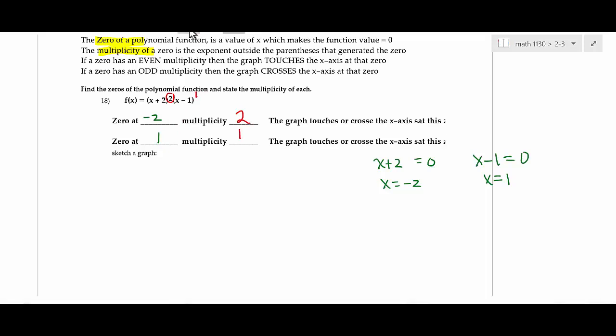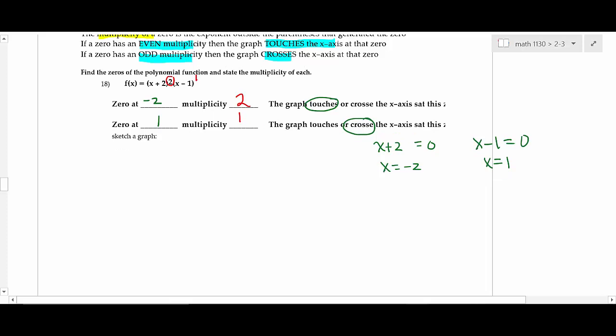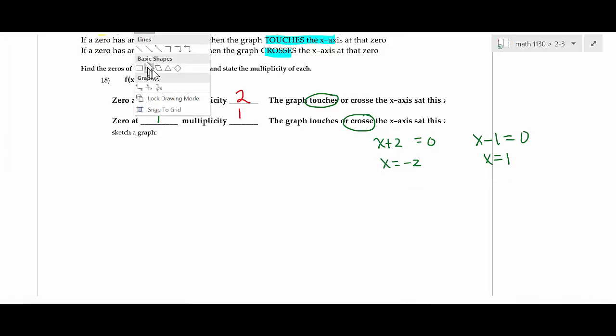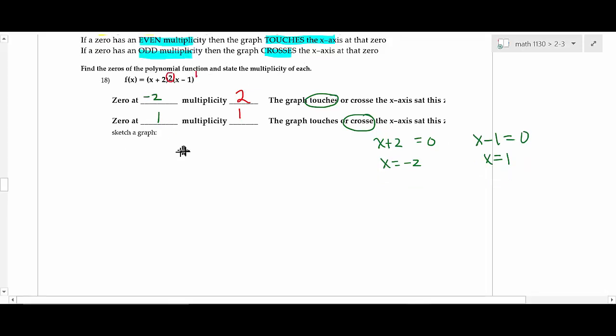So it turns out that if you have an even multiplicity, the graph will just touch the x-axis. It won't change directions or cross. And if it's an odd multiplicity, it's going to cross. So on this one, since this is an even multiplicity, that's going to touch the x-axis. The other one has an odd multiplicity, so that's going to cross the x-axis. Now our goal is to sketch a very accurate graph of this without having to rely on the calculator. Okay, so let me show you how to do that.